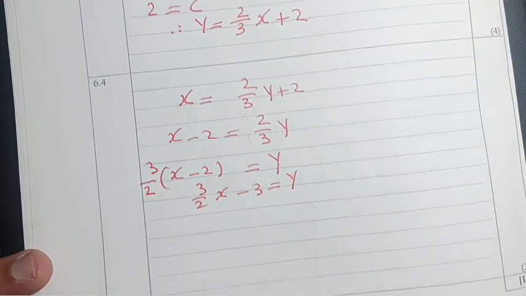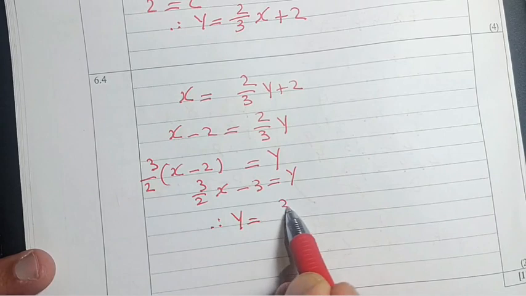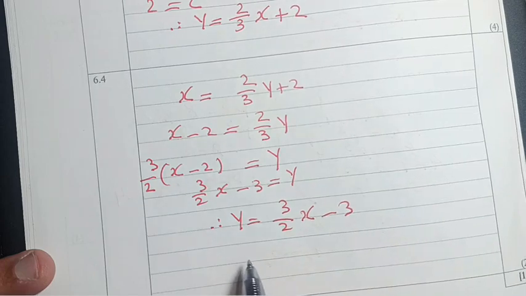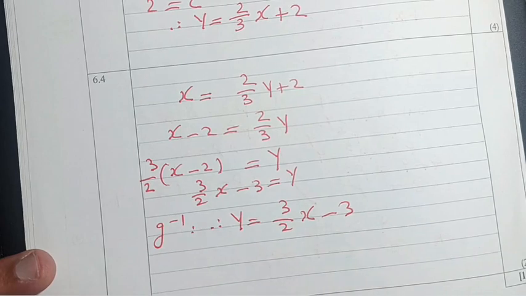And now I can switch around. Therefore y is equal to 3 over 2x minus 3. So this is our equation of G inverse. This is my final answer.